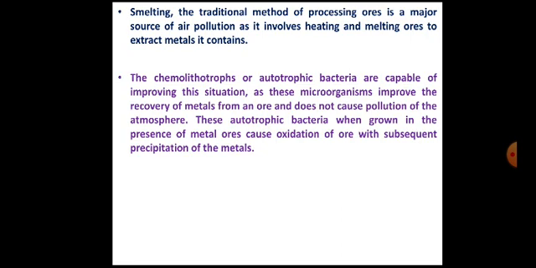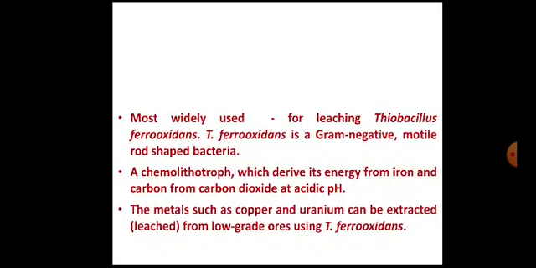The autotrophic bacteria, when grown in the presence of metal ores, cause oxidation of the ore and subsequent precipitation of metals. Then these precipitated metals can be easily separated from other impurities. The most widely used bacterium in the microbial leaching of metals is Thiobacillus ferrooxidans, which is a gram-negative, motile, rod-shaped bacterium. It is a chemolithotroph which derives its energy from oxidation of iron, that is, from conversion of Fe2+ to Fe3+, and carbon from carbon dioxide under acidic conditions. Metals such as copper, uranium, and many more can be leached from low-grade ores using Thiobacillus ferrooxidans.